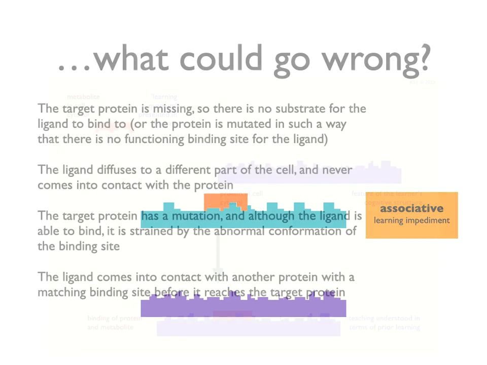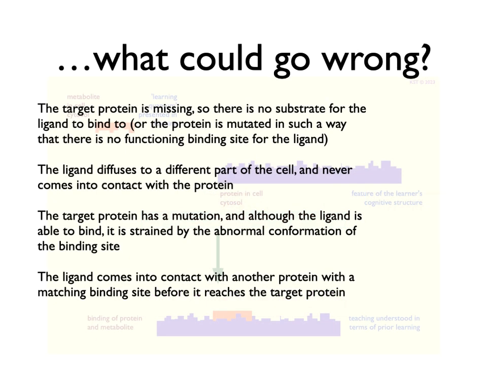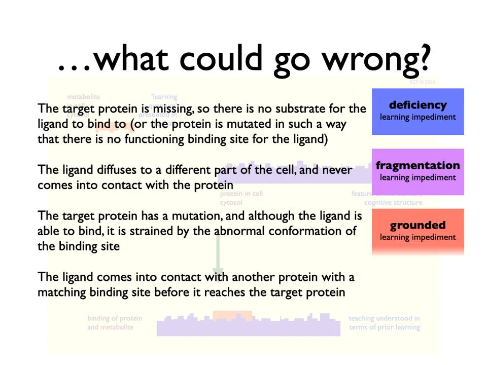Or perhaps the target protein has a mutation, and although the ligand is able to bind, it is strained by the abnormal conformation of the binding site. Or perhaps the ligand comes into contact with another protein of a matching binding site before it reaches the target protein. Each of these situations has some parallels with what can go wrong in teaching learning.